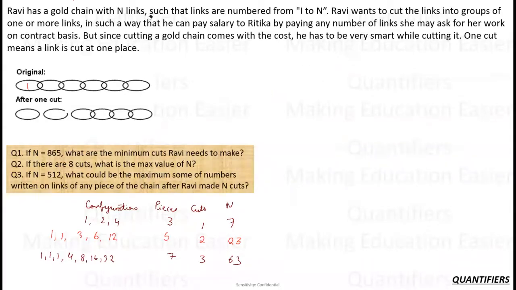So one thing that I know, that if there are n cuts, there are n ones, right? If there was one cut, there was only one one. If there were two cuts, there were two ones. If there are three cuts, there were three ones. So if there are n cuts, there will be n ones. So if there are n ones, the sum produced due to these ones would be n.